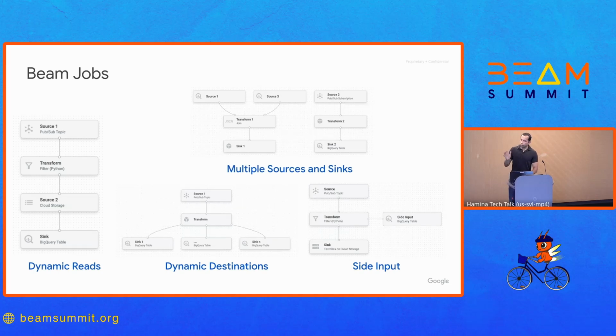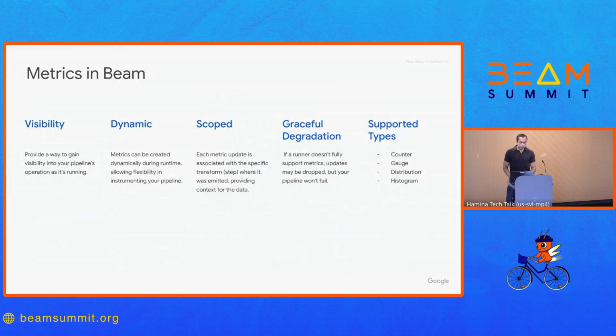And we have to do all of this lineage tracking without degrading the performance of the job or any of the IOs. So to do this, what we did was we built upon Beam's existing metric architecture. Just to give a brief overview of metrics in Beam, metrics in Beam give visibility into the pipeline while it's running. They can be created dynamically, and they can be scoped to per step. So every step can choose to emit its own metric.